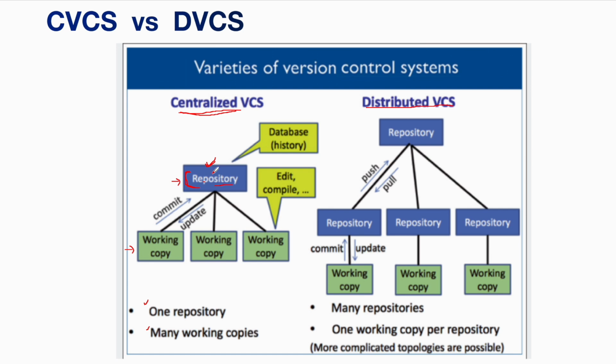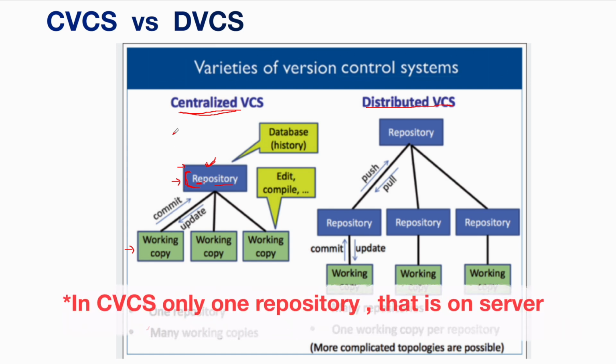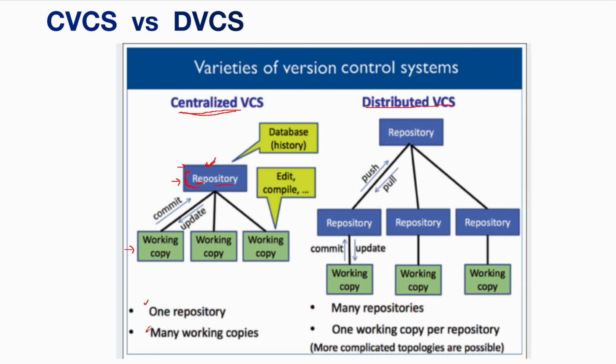You always need an internet connection to connect to the server. These are the two disadvantages. One is if the server goes down, no one can access the file. Also, you always need an internet connection to access the files in this repository because this repository is located on the remote server. In a centralized repository, there is only one repository that is located on the server and each user will have their own working copy.